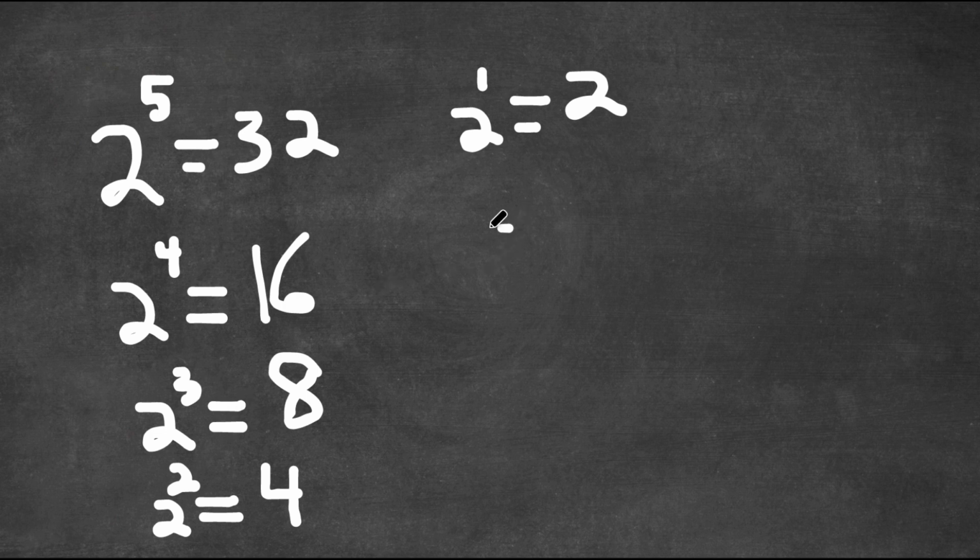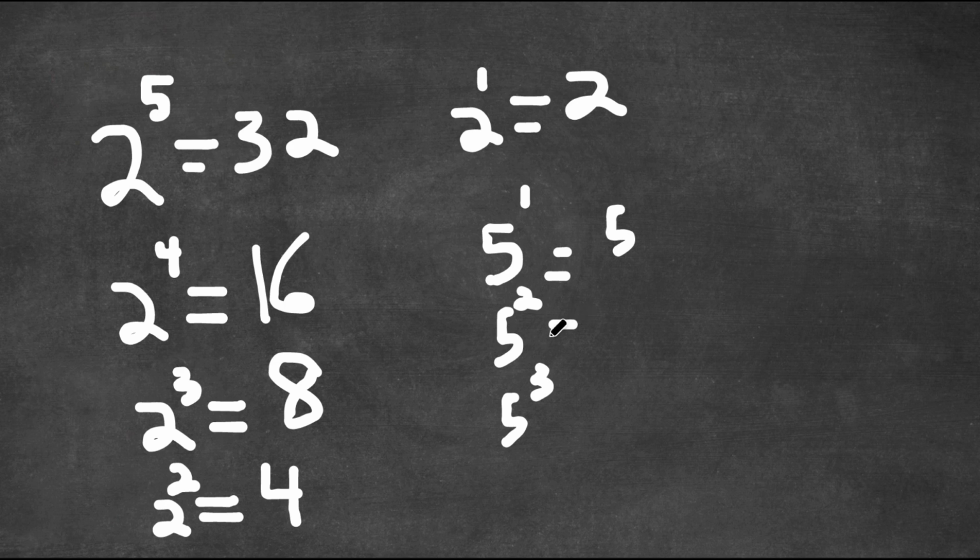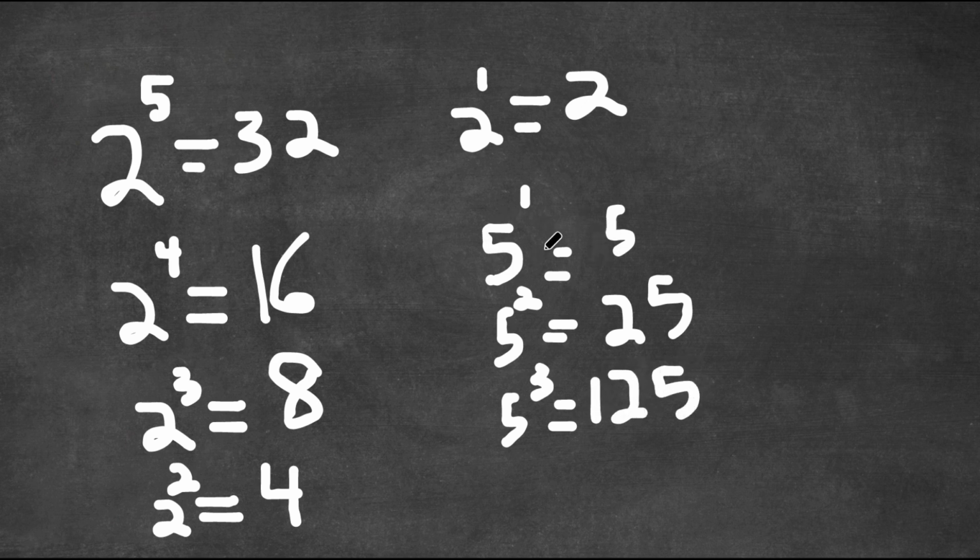And the same thing if we were to do 5. We have 5 to the power of 1, 5 to the power of 2, 5 to the power of 3. 5 to the power of 1 is 5, 5 to the power of 2 is 25, and 5 to the power of 3 is 125. And as you can see, the same rule applies. 5 to the power of 1 is 5, 5 times 5 is 25, and 25 times 5 is 125. So every time it is multiplied by the base once more.